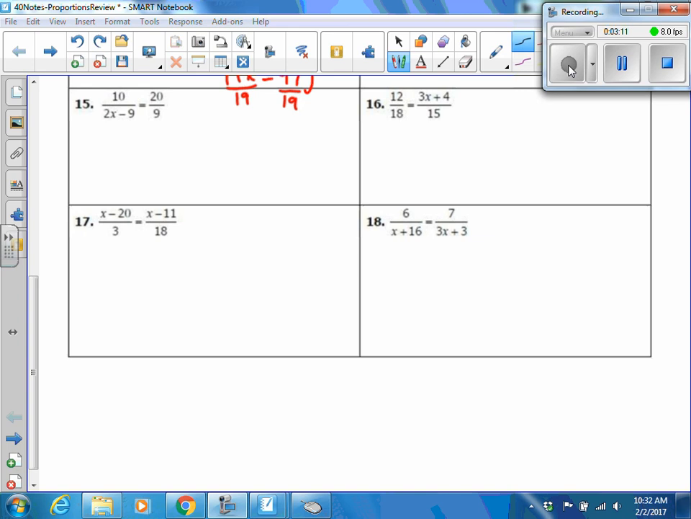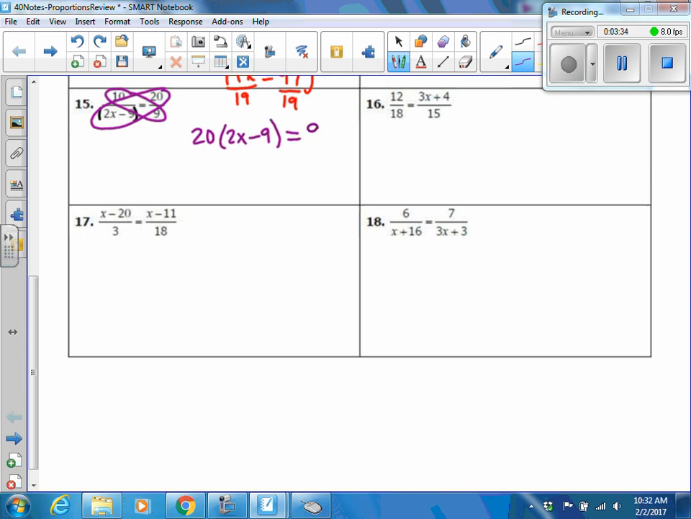This next example is similar. It does have a binomial. It's in the denominator, but it won't change the overall process that we use. Go ahead and put your parentheses around the binomial, and then get ready to cross multiply. I'm going to do the 10 times the 9, and the 20 is going to multiply that 2x minus 9. So let me start with that.